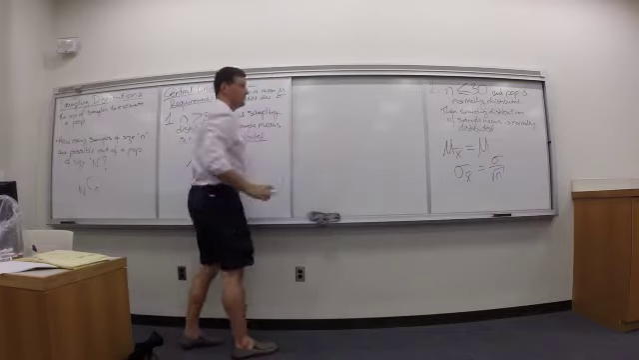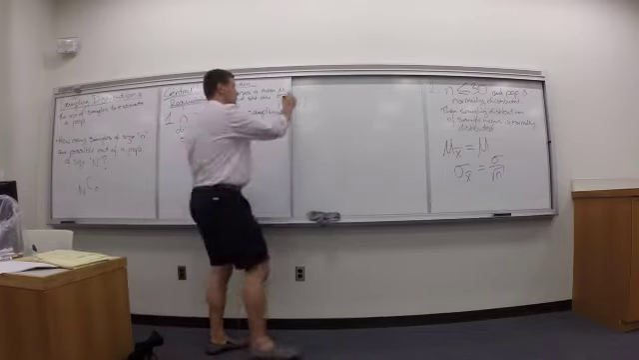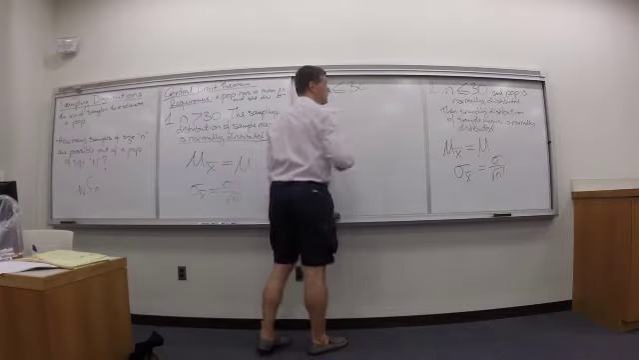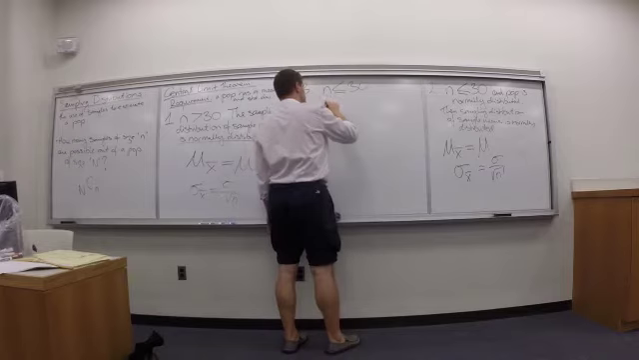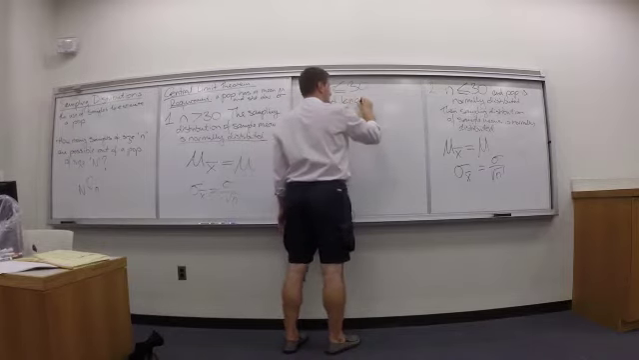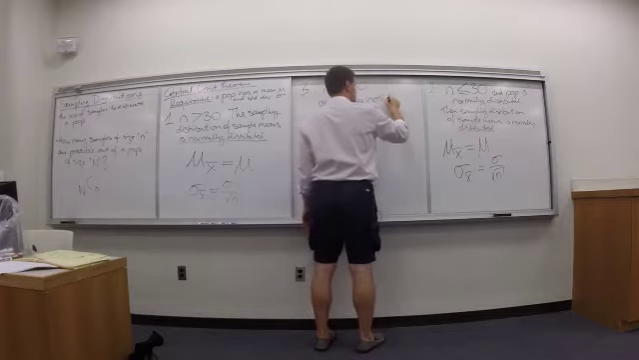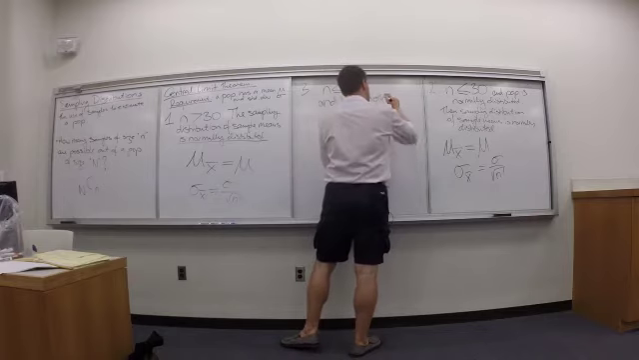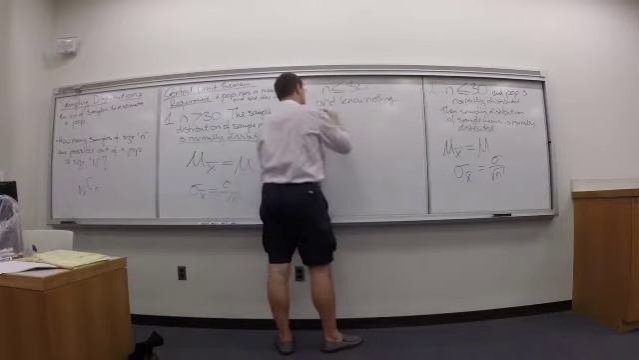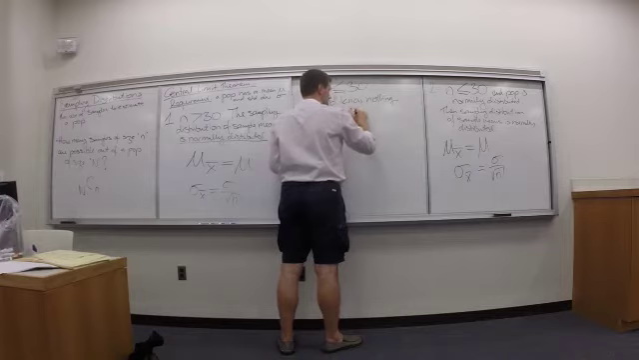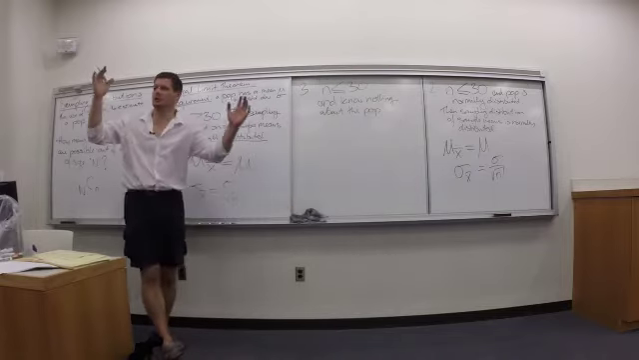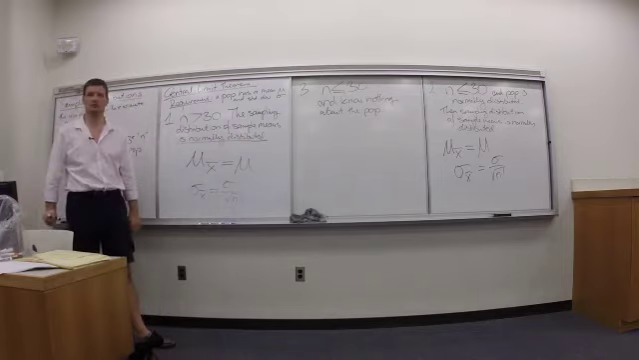And there's case number three. Case number three is the following. We have a small sample, and we don't know what happens to the population. We just have some population. We take small samples from it.